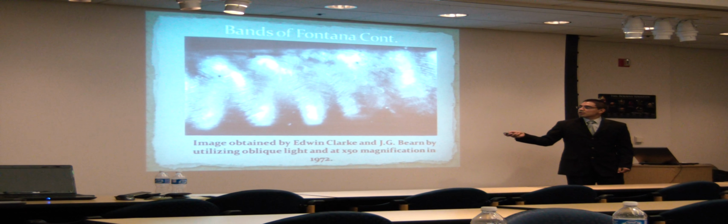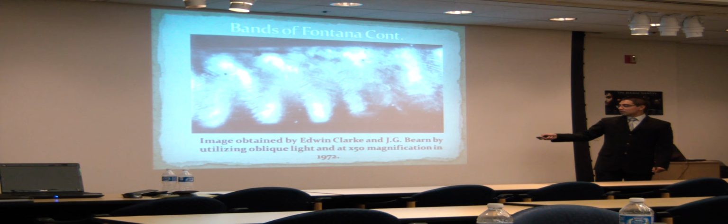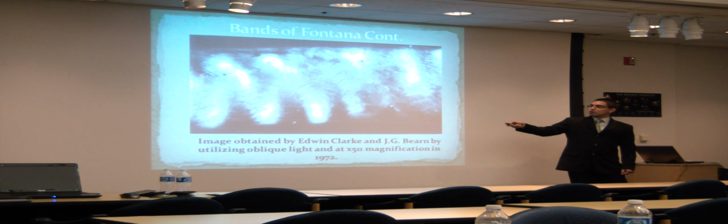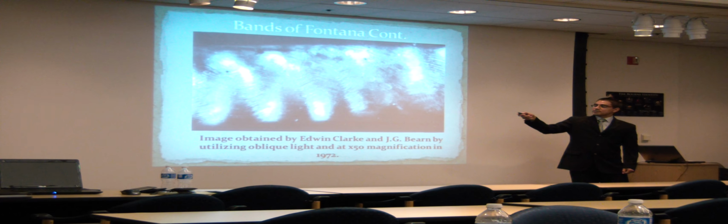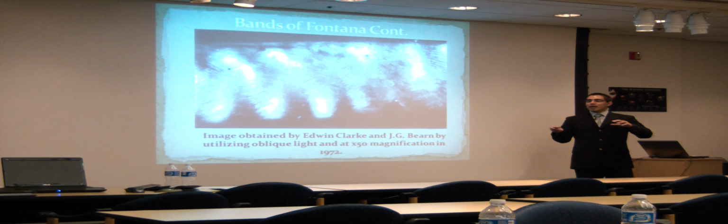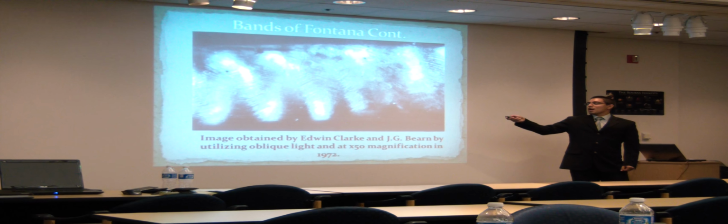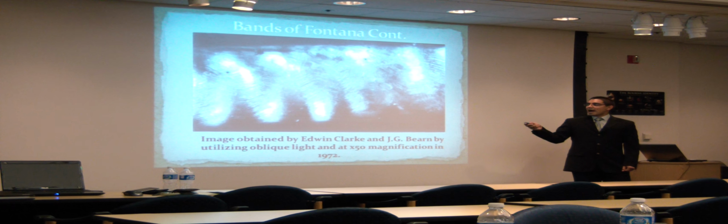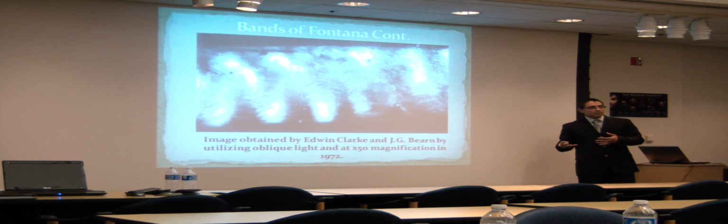So here's an image that was taken by Edwin Clark and J.G. Byrne. What they did is they cut out a piece of nerve and shine a light at a certain angle. This is at 50 times magnification. But the problem with this is that we can't really use this for medical applications because it's highly invasive. You have to cut off the piece of nerve.